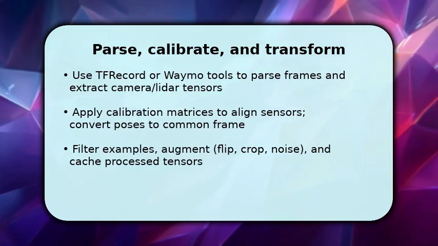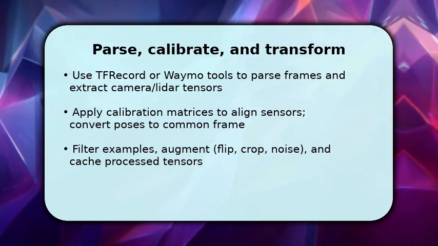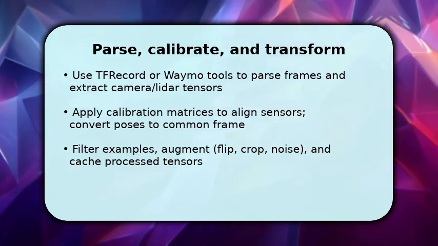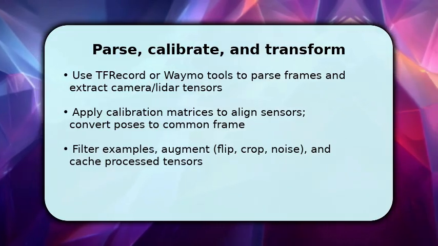You now parse the raw TF record files with the Waymo utilities to extract frames, images, point clouds, and labels. Then apply the provided calibration matrices so LiDAR and camera data share a common coordinate frame. This matters because detection accuracy depends on precise alignment.